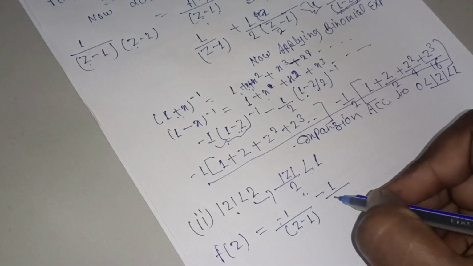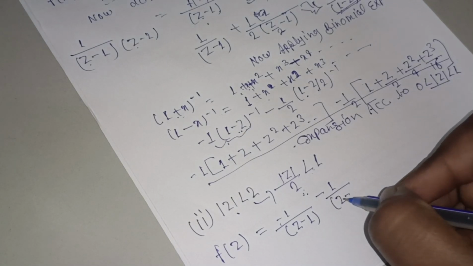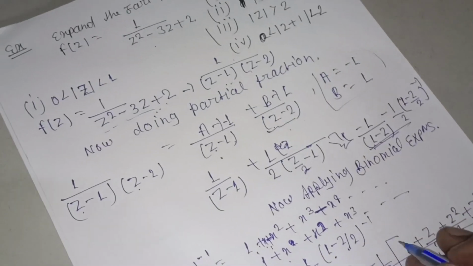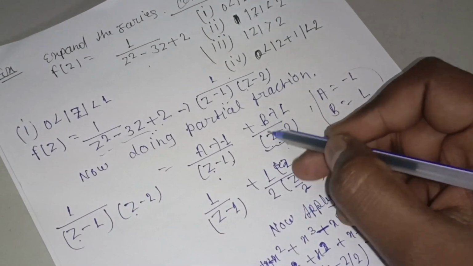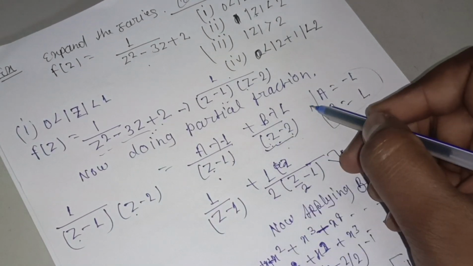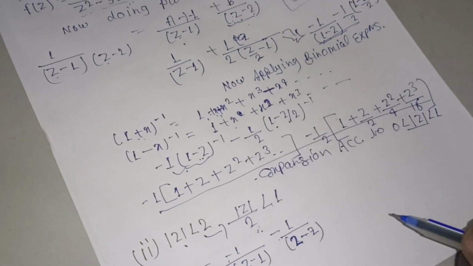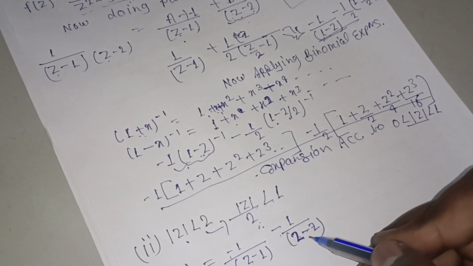Minus 2 I am writing, and z minus, so 2 minus z. I have just changed z minus 2, so I have written 2 in front and z behind. So that's why I have done this 2 minus z. So here also minus. So now see.